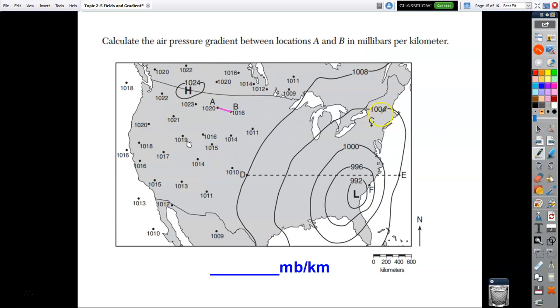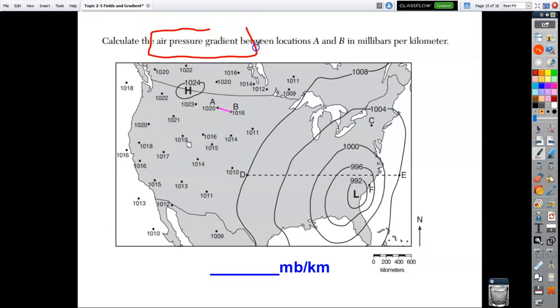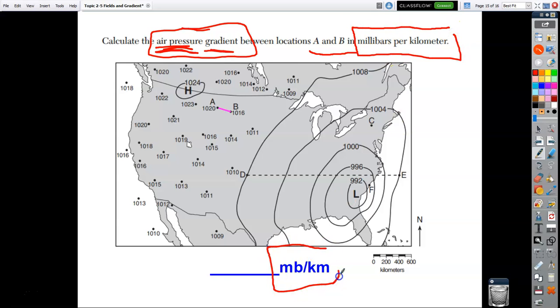I got one more here. So this time you're doing gradient, but this was an elevation gradient, feet per mile. Now you're doing an air pressure gradient, but you do it the same way, no matter what, whether it's temperature, pressure, doesn't matter. Gradient is gradient. You use the same equation, change in a value over distance. So in this case, they wanted from A to B, and they're telling you your units, millibars per kilometer, which I wrote down here already for you. You just had to come up with the answer.